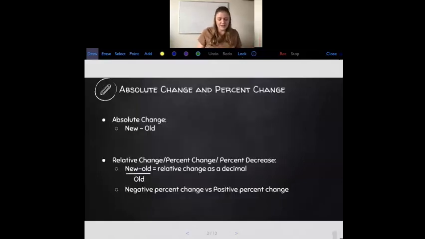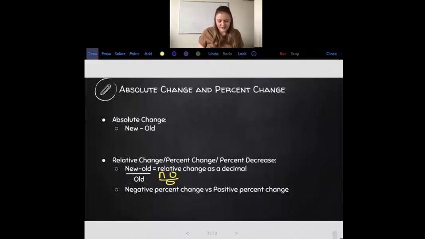Absolute and percent change. So absolute change is the new value minus the old value. One way to think of new is most recent. Relative change, or percent increase or percent decrease, is calculated as new minus old divided by old, which will give you the relative or the percent change as a decimal. Notice it spells NO if you need help remembering the formula.